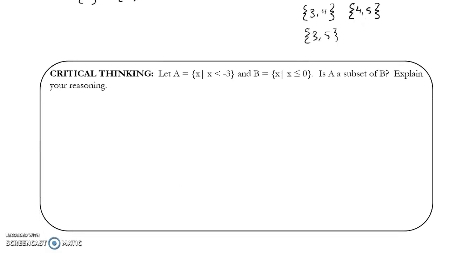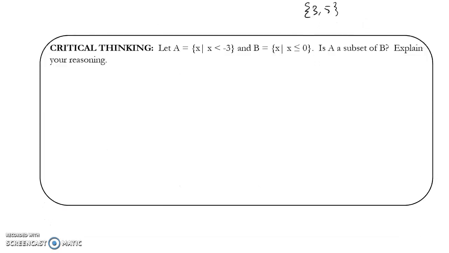Okay, last one for this video is our critical thinking question. It says let the set A equal the set of all x values such that x is less than -3, and the other set B is the set of all x values such that x is less than or equal to 0. Is A a subset of B? I'm going to give you a few seconds in which I would like you to press pause and think this through and write an answer down and be willing to express your reasoning. Write down why.